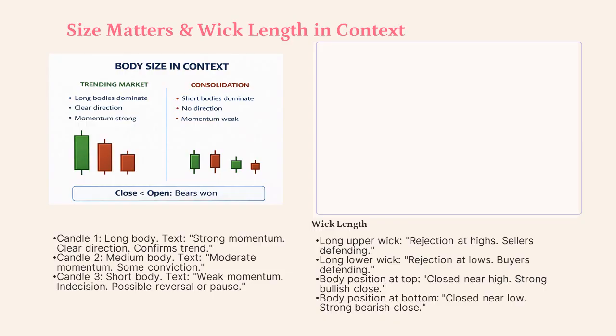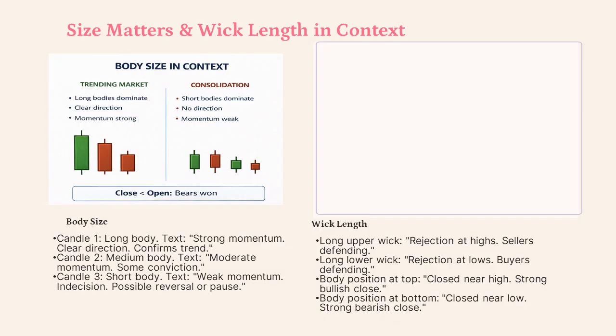Now, let's put everything together and talk about how size and position tell the complete story. First, body size. A long body shows strong momentum and clear direction. If you see a long bullish body in an uptrend, it confirms the trend and suggests continuation. If you see a long bearish body in a downtrend, the same applies. A short body shows weak momentum and indecision. After a long trend, a short body can signal exhaustion. The market may be preparing to reverse or consolidate. Short bodies often appear at turning points.